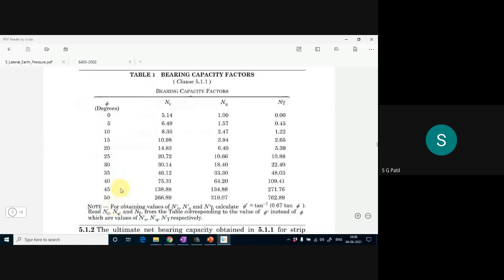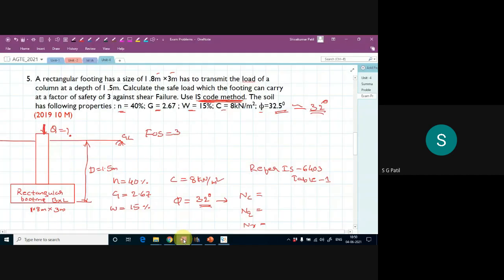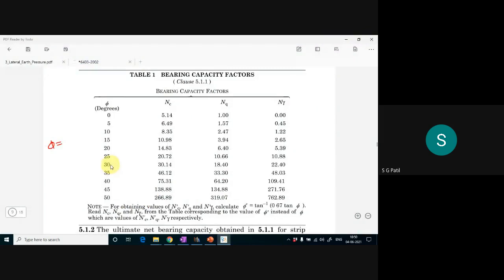What is my phi value here? What was the phi value from my problem? 32 degree, no? Phi is equal to 32 degree. Let us see 32 degree here. Where is 32? 25, 30, 35. In between here you will get 32 degree. So the corresponding NC value, corresponding NQ value, and corresponding N gamma value.